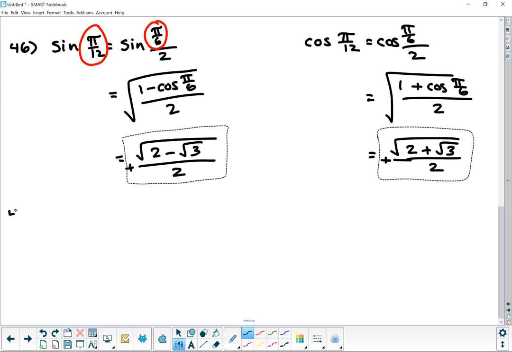47, we got 2 more to go through. 47 is 3 pi over 8.